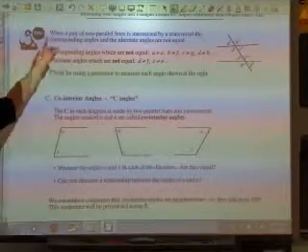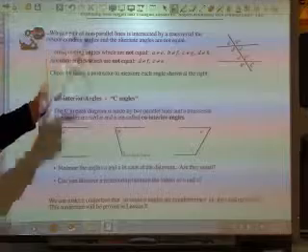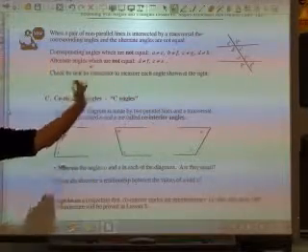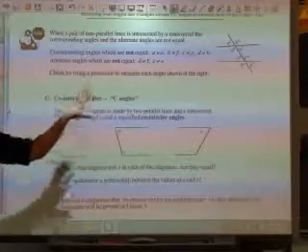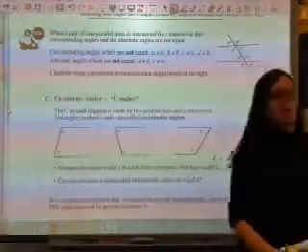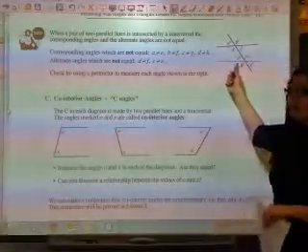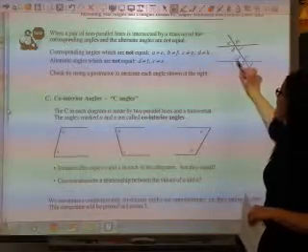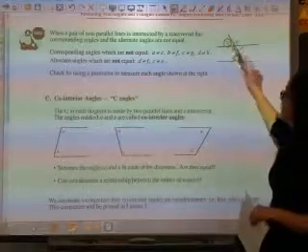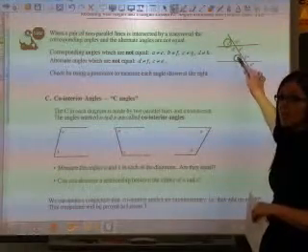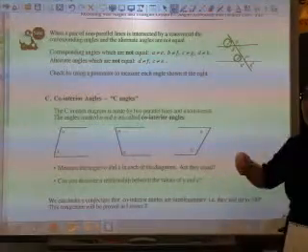One thing to note, the alternate interior and the corresponding angles only work when I have parallel lines. That's when they're equal to each other. So in this diagram right here, because the two lines are not parallel, I can still say that A and E are corresponding because they take the same position, but they're just not equal in this case.